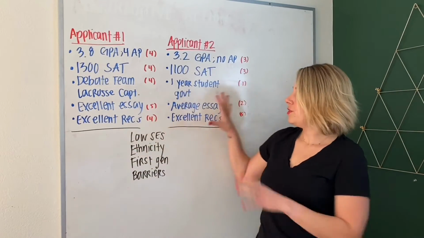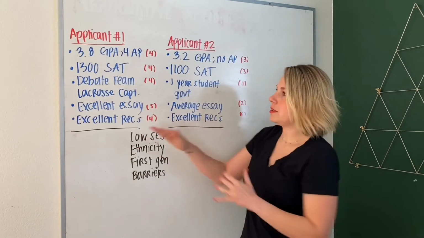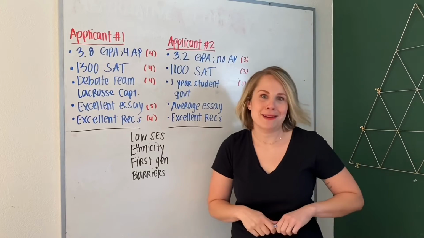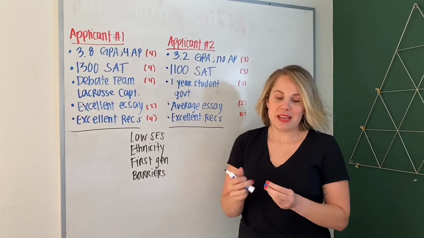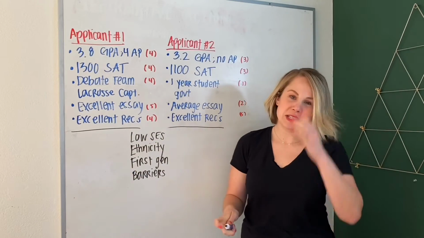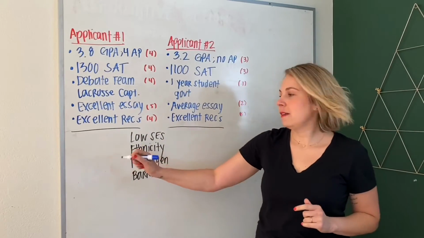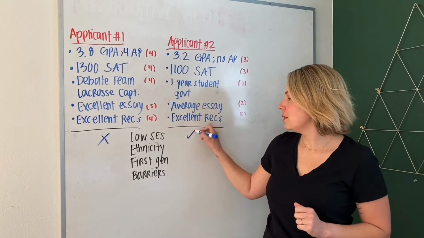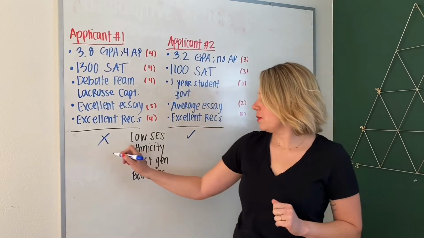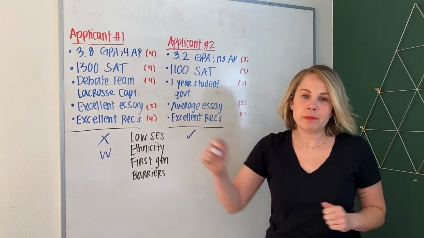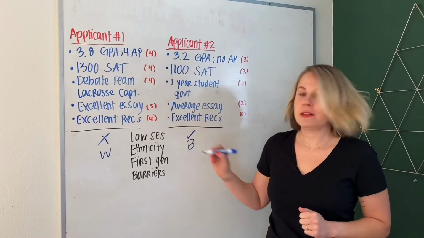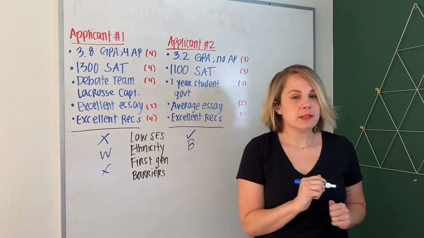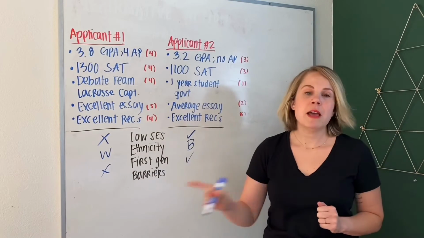So based off of just these 2 categories, obviously applicant 1 is stronger. So let's go over hypothetical, what they have in each of these categories. So applicant 1 is not low SES. Applicant 2 is. Applicant 1's ethnicity is white, so this is a white male. This student is a black male. First generation college student. This applicant is not, this applicant is. And then barriers.